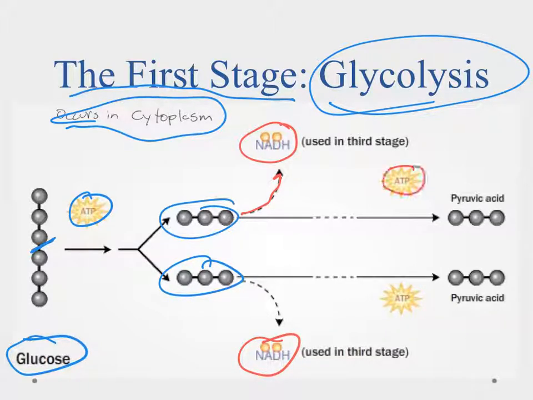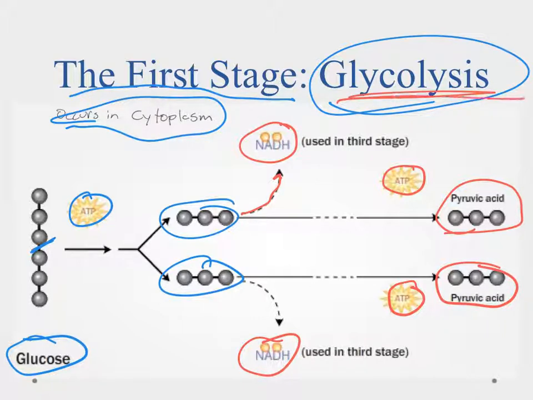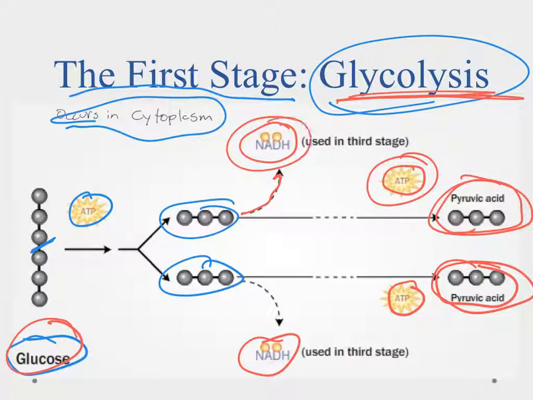We also generate a little bit of ATP, but then we're going to end up with 2 molecules of pyruvic acid, and notice that those are both 3-carbon structures. So in glycolysis, what we're doing is we're taking glucose and we are breaking it down to form pyruvic acid, and then we get a little bit of ATP and then these electron carriers that will meet in the third stage.